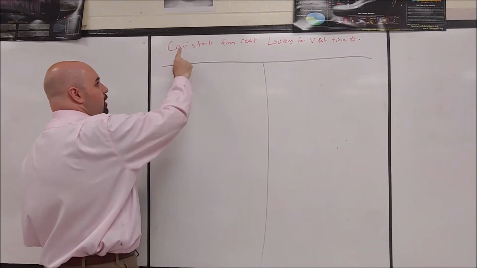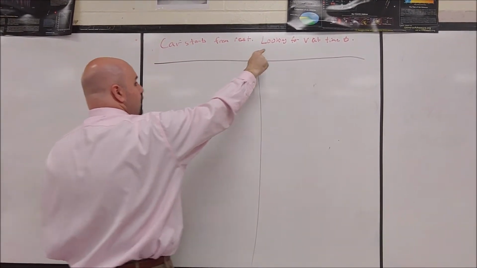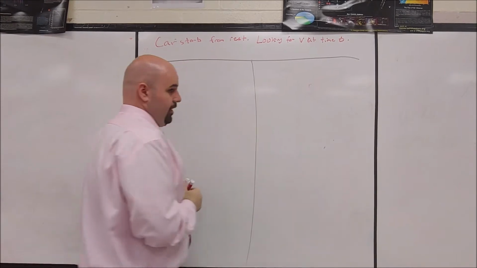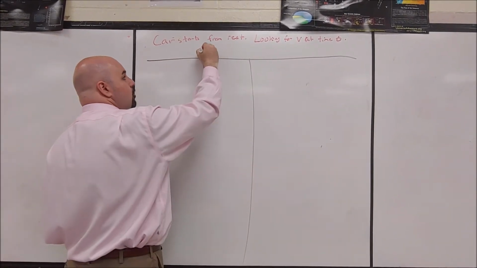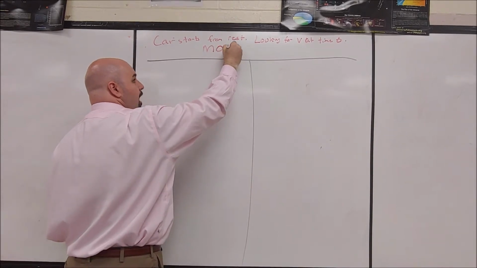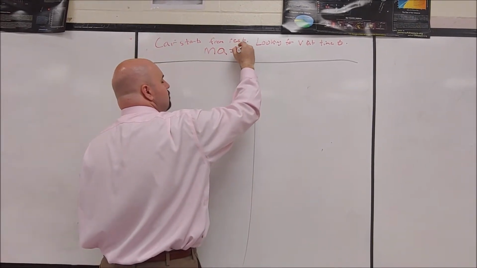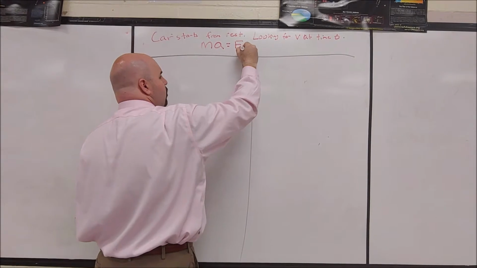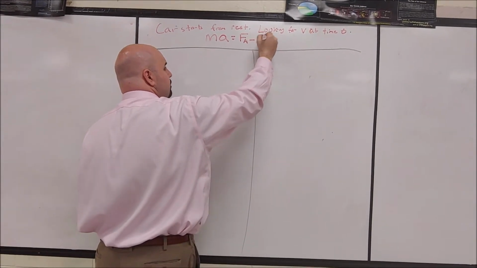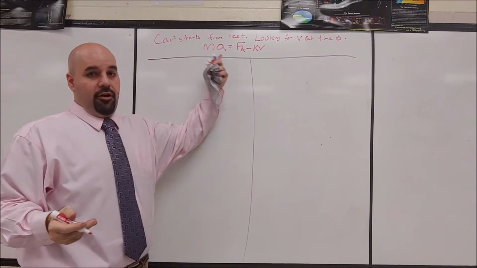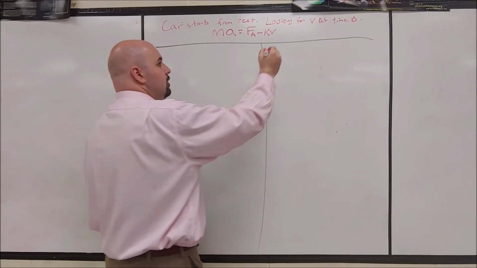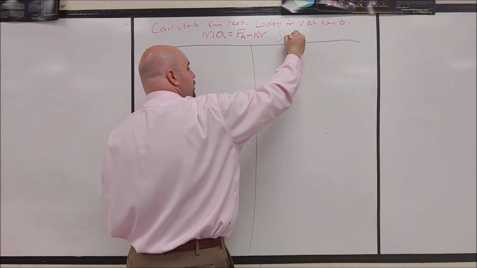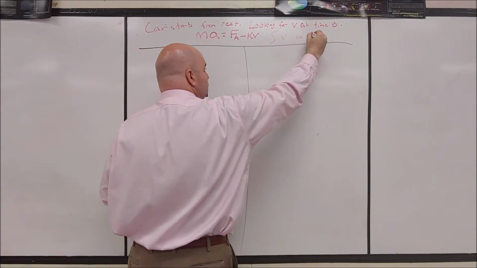So here's your scenario. A car starts from rest, looking for the velocity at some time t. Now the only problem is when he did this first, he came up with this equation: ma equals the force going forward minus kv. Do you see any time in here? No. So we're going to have to integrate this to find the velocity in terms of time.